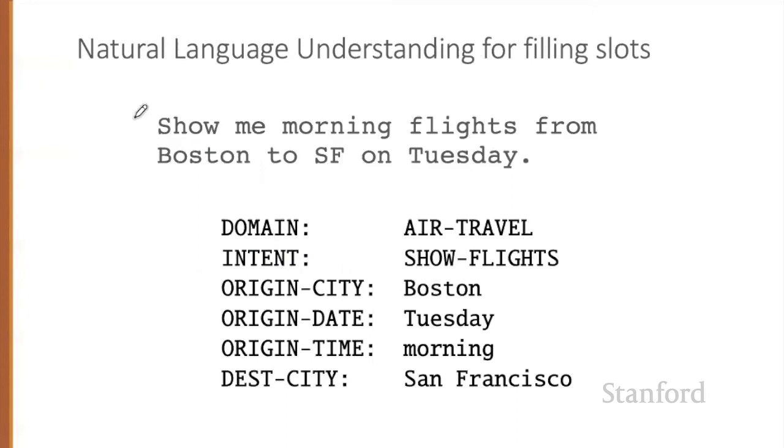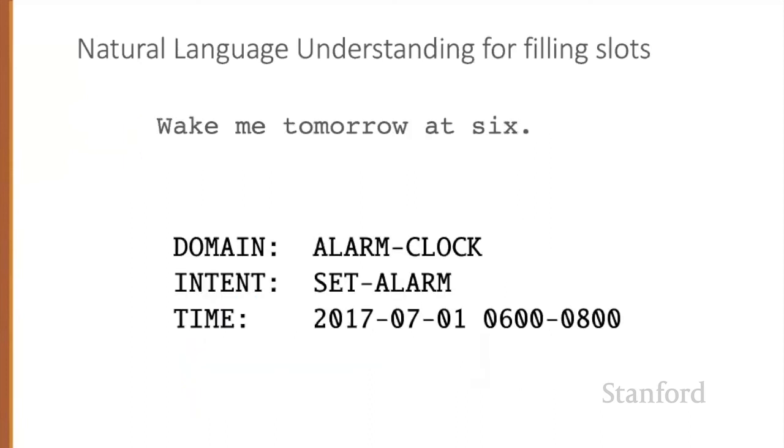So from a user utterance like this, show me morning flights from Boston to SF on Tuesday, a system might want to build a representation like this. We have the domain as air travel and the intent is show flights, and here we have all of our other slots filled. From an utterance like wake me tomorrow at 6, we might decide the domain is alarm clock, the intent is to set an alarm, and the time gives us the actual slot filler.